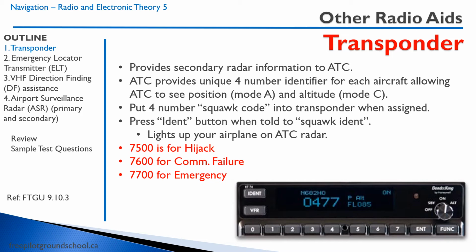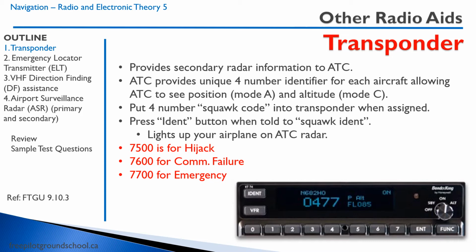There's an ident button, identification. You push that when ATC tells you to squawk ident, and it lights up your airplane on the radar. So that if there's a lot of traffic and they don't know which one is you, when there's a bunch of aircraft that are all in your kind of position, then they know.